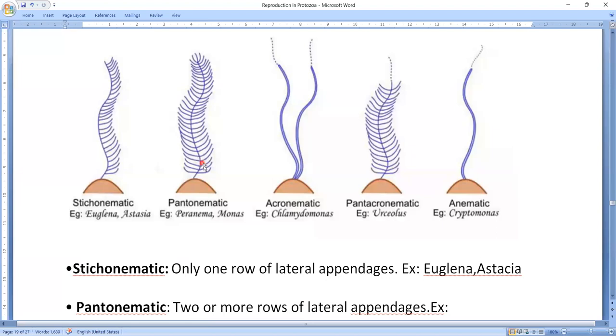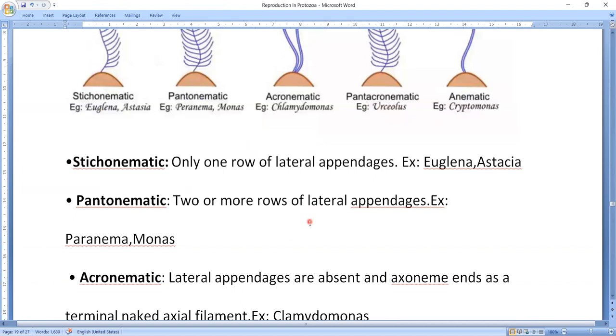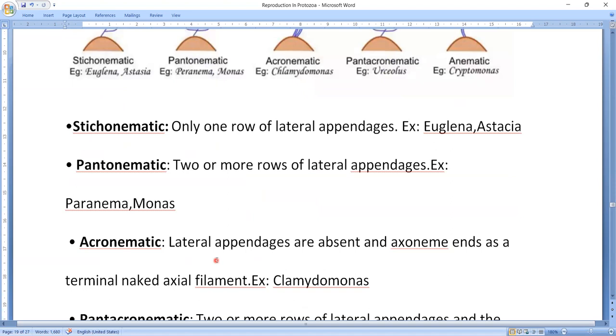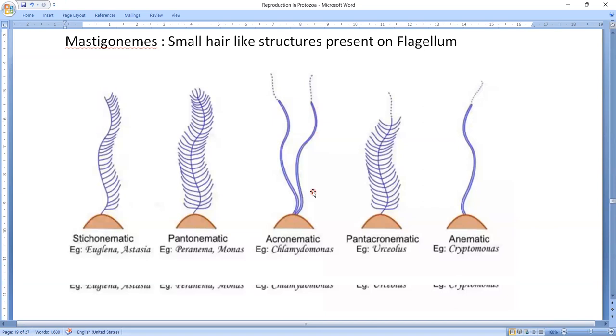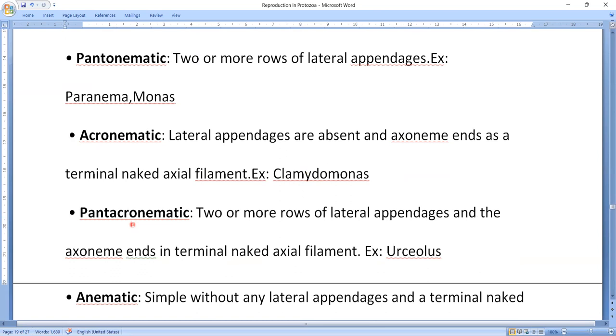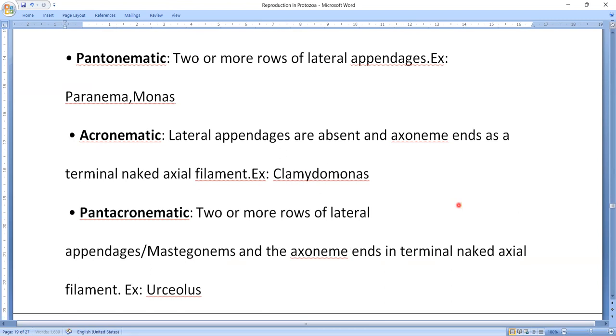Then the acronematic kind of flagellum. Here the lateral appendages, the mastigonemes, are completely absent, and the axoneme ends as a terminal naked axial filament. The outer sheath is absent in acronematic, and there are no mastigonemes, so this is a naked axoneme. Example, Chlamydomonas. And pantacronematic, that means pantonematic and acronematic. Here two or more rows of lateral appendages, the mastigonemes, are present, and the axoneme ends in a terminal naked axial filament.